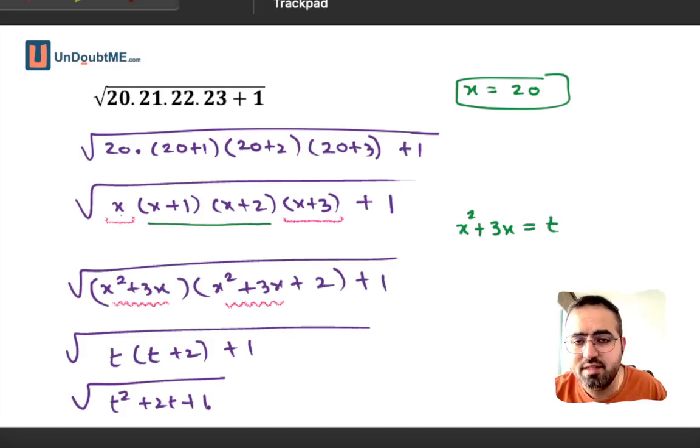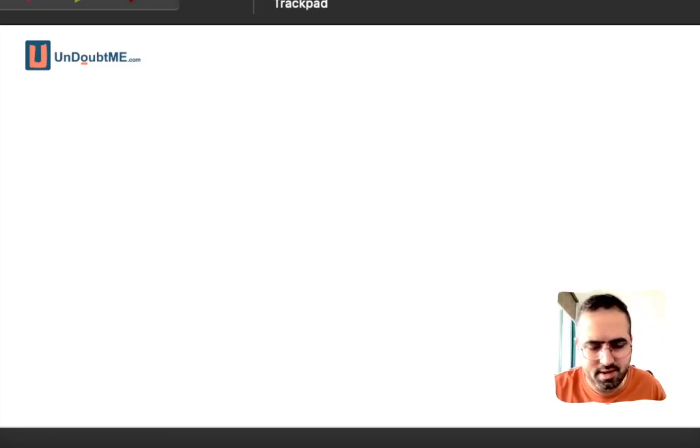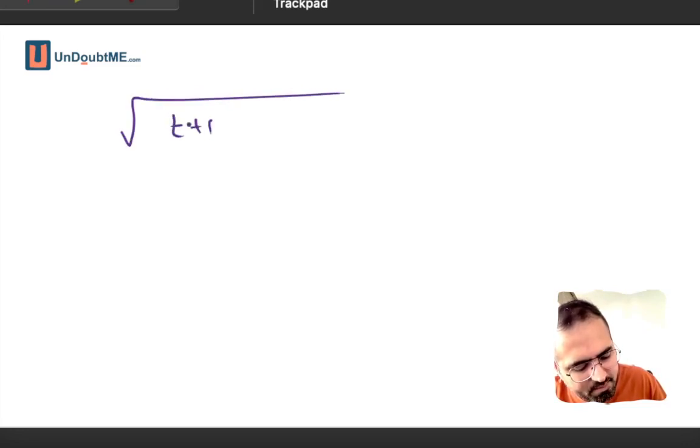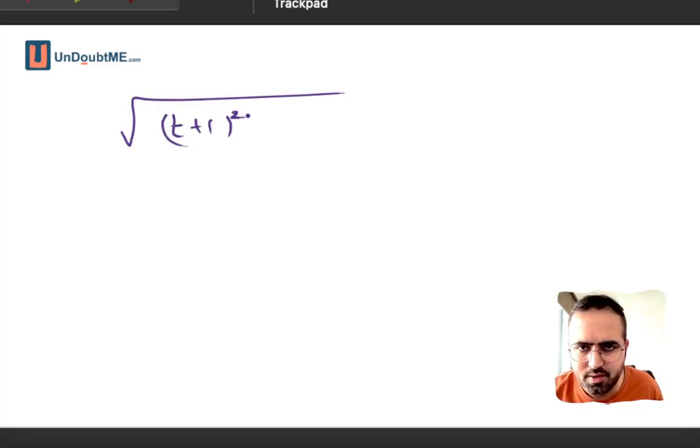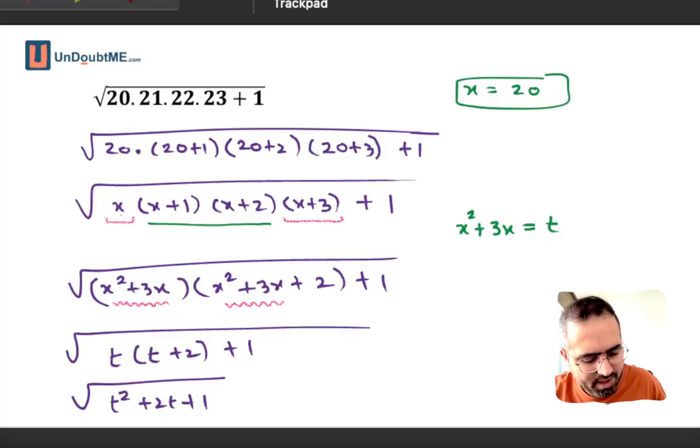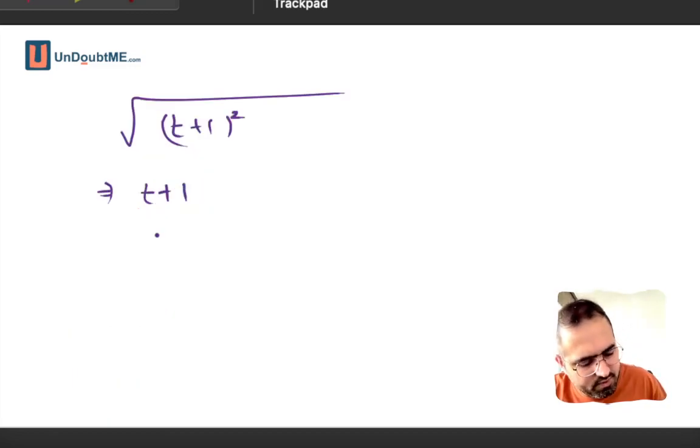Now interestingly, t square plus 2t plus 1 is a perfect square of t plus 1. So in the very next step, I can write it down as t plus 1 whole square. T plus 1 whole square rooted, so ultimately it will be t plus 1 only, the leftover term. Now we'll go back and we'll see that we had assumed x square plus 3x as t. It is time to put it back. So I will write x square plus 3x plus 1.